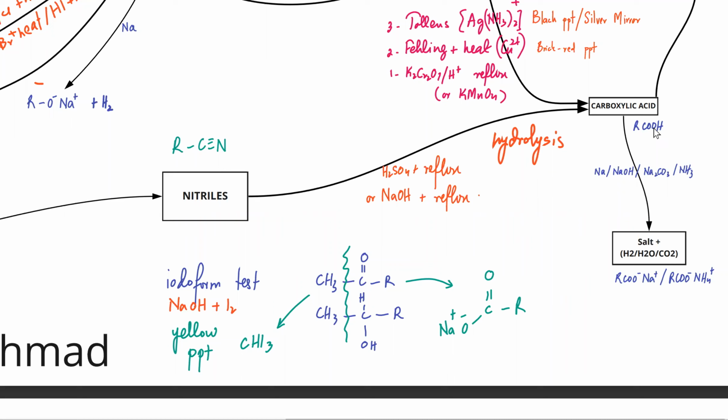But here, you hydrolyze it, water with sulfuric acid or alkali added, reflux, heat, and C turns into COH. That's it. Is that clear?